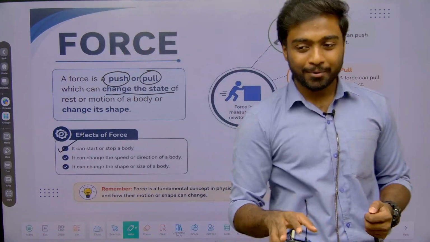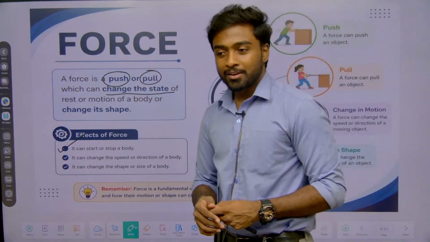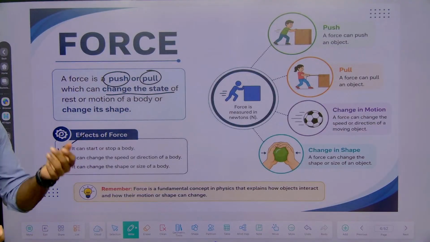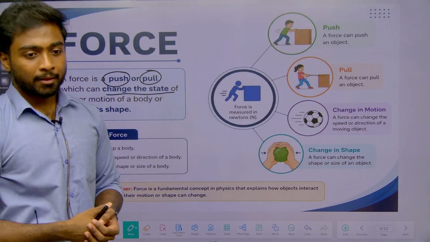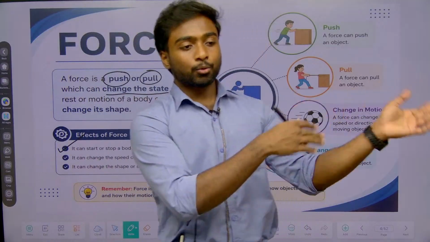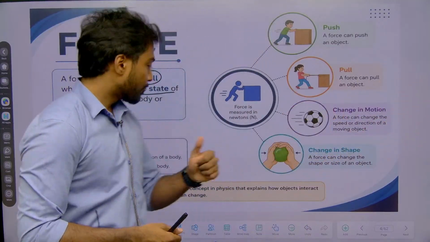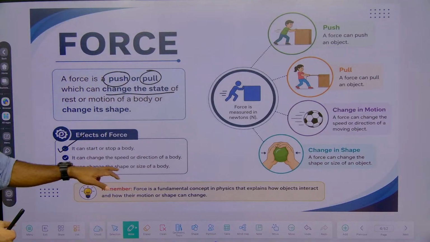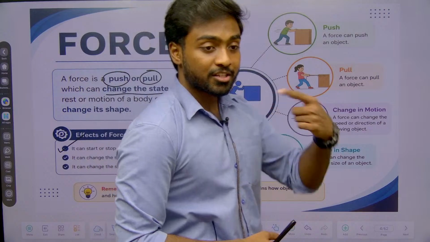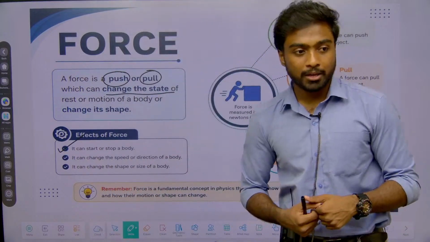Wow, good example, good thinking. So no mistakes in that. Yes, obviously that's a kind of example we can say, like deflecting the object, it went into the other direction. Okay, fine. So it can change the shape or size of a body.